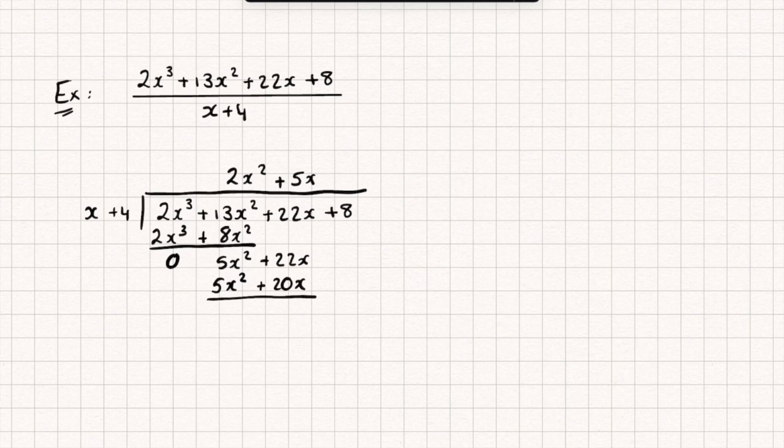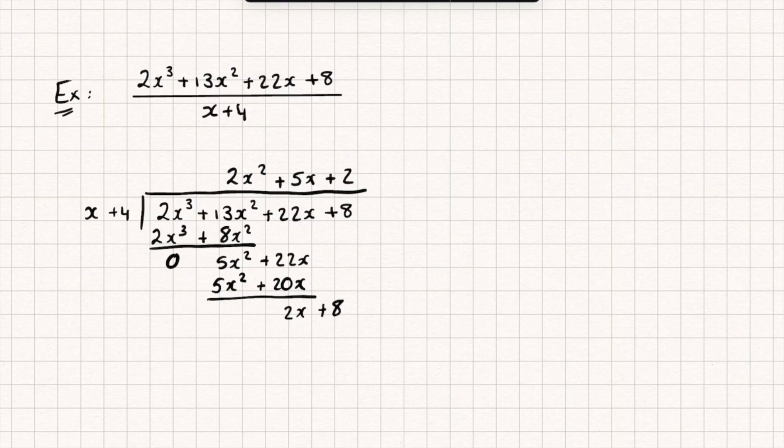So 5x squared subtract 5x squared is just 0. You can write the 0 in, I tend to just leave it because it will be 0. Then we do 22x subtract 20x, which is just going to leave me with 2x. And then we bring down this 8, like so. We then repeat the process again. I say, what do I multiply x by to take me to 2x? Well, that's just plus 2.